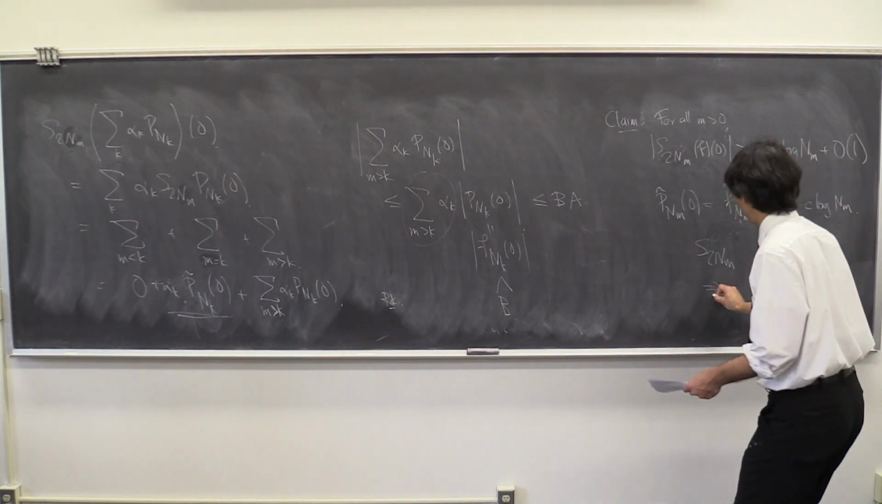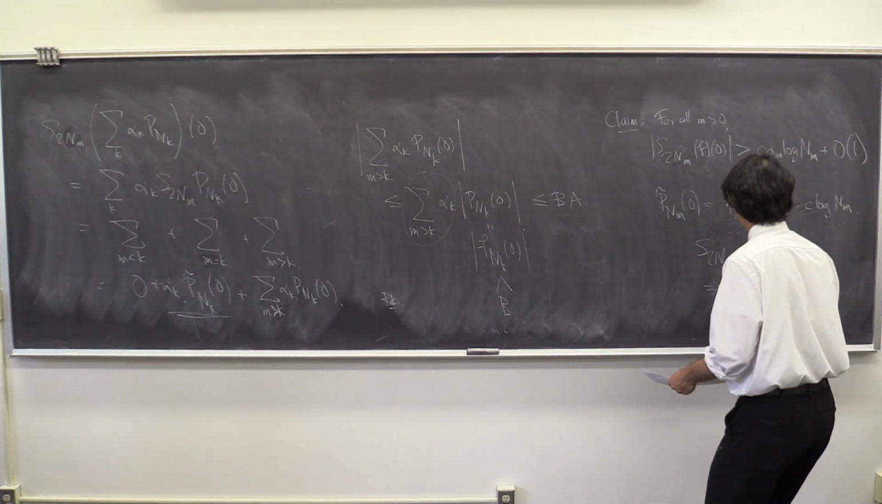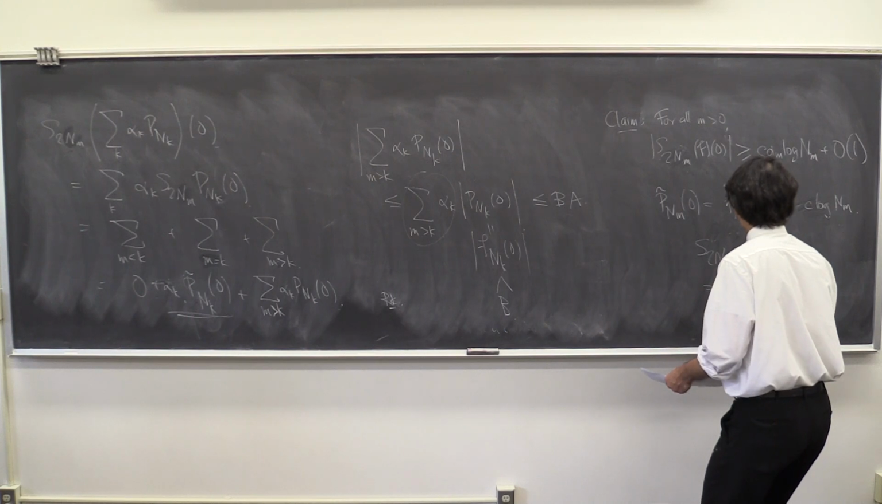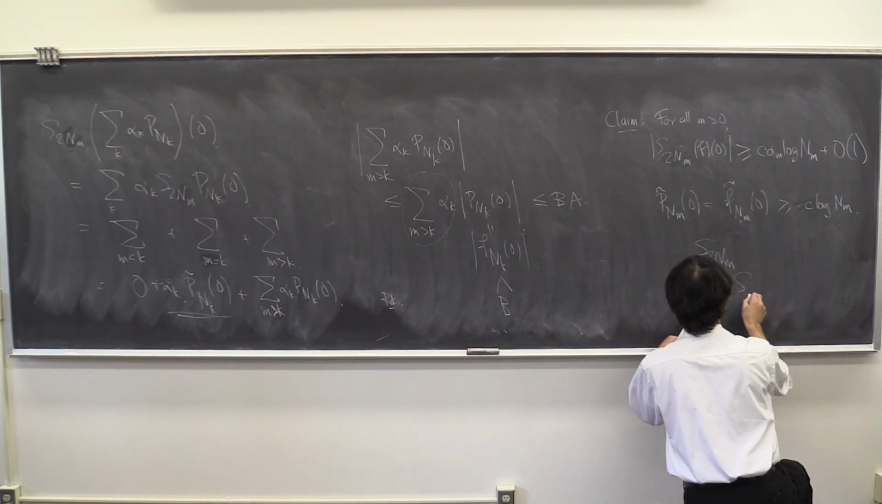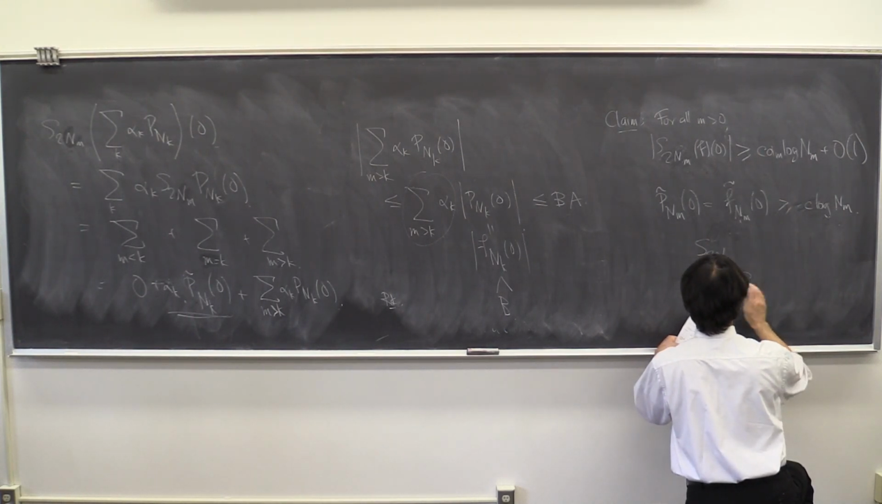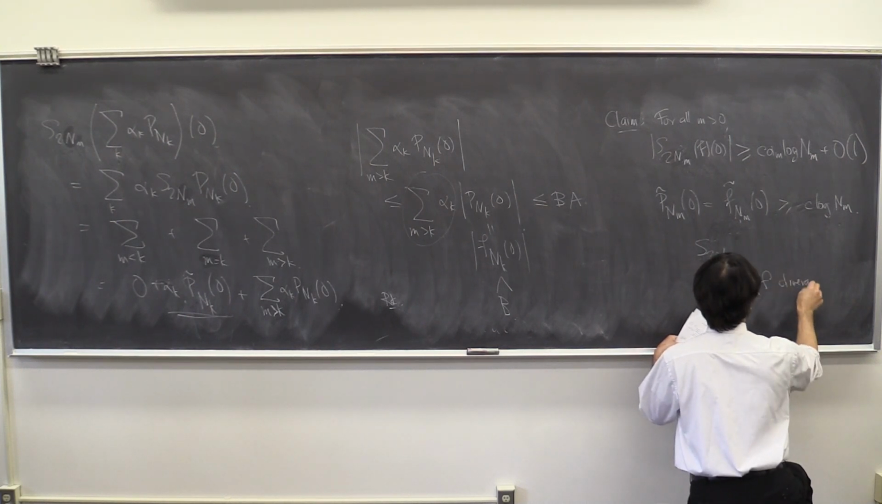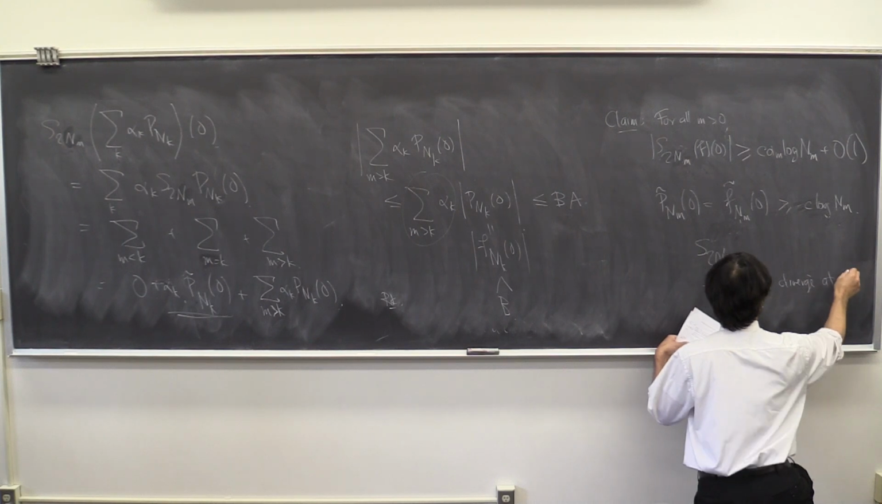So we have that we have divergence, right? So the S m, the partial sums, diverge at 0.